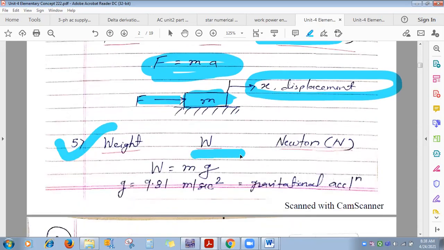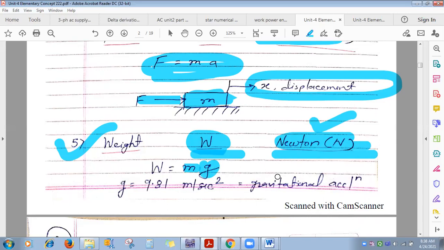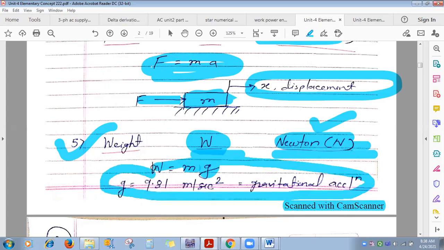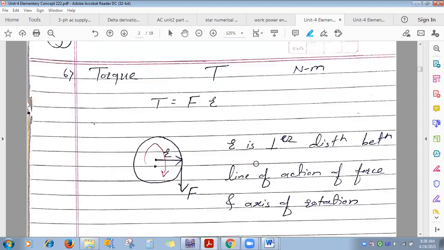Again, weight is denoted by capital W, and its unit is Newton. So what does weight mean? It is the force with which the earth pulls a body downwards, so its unit is the same as that of force, that is the Newton. Whenever you want to convert mass in kg to Newton, you multiply it by g. The value of g, the gravitational acceleration, is 9.81 meter per second square.